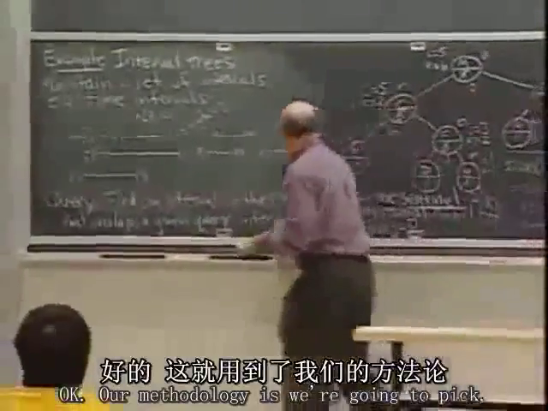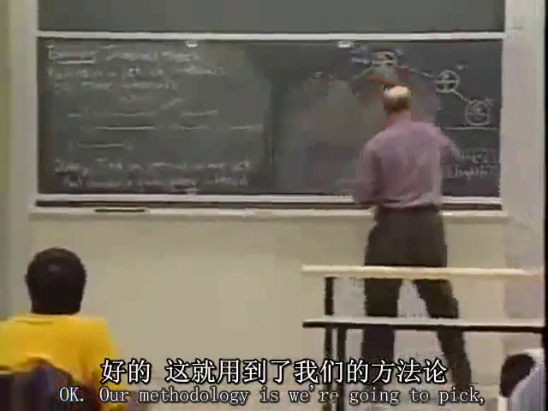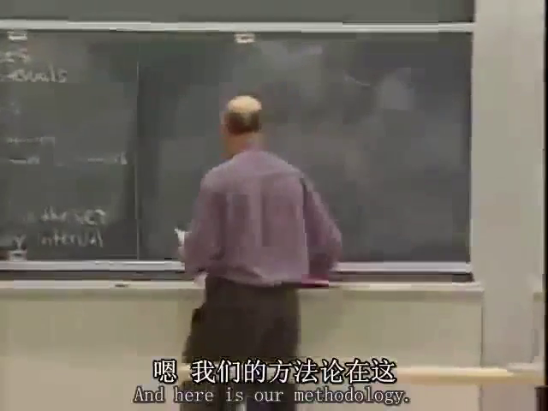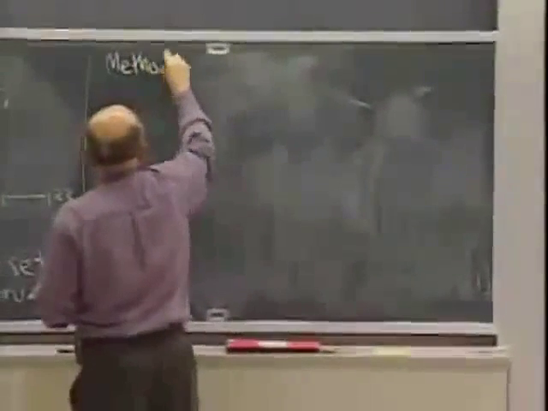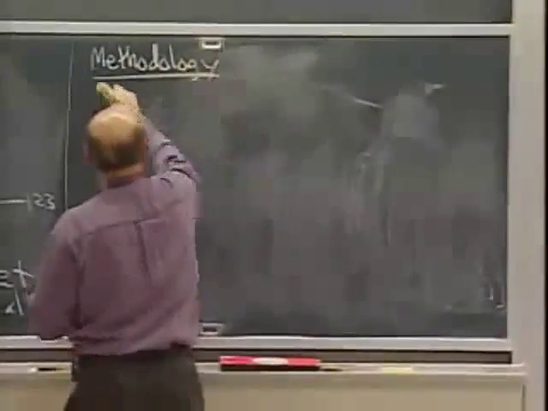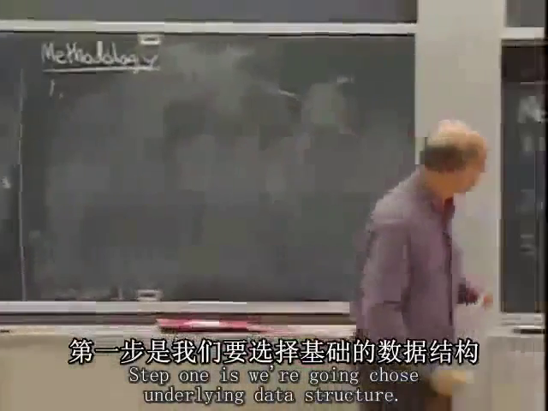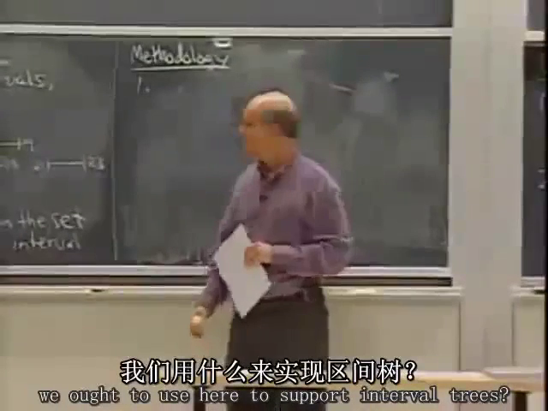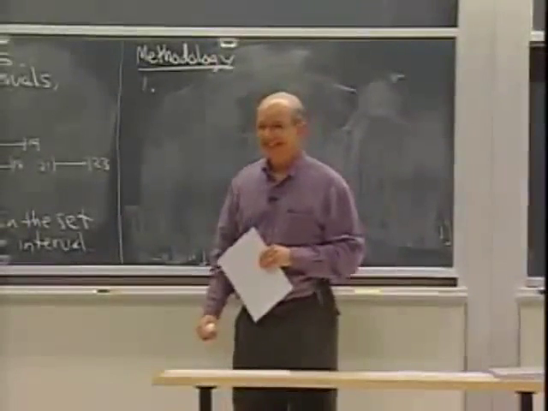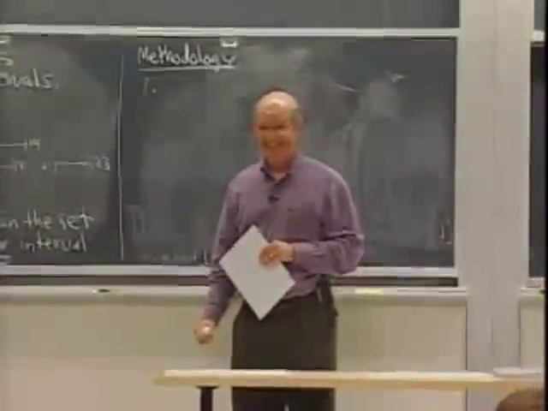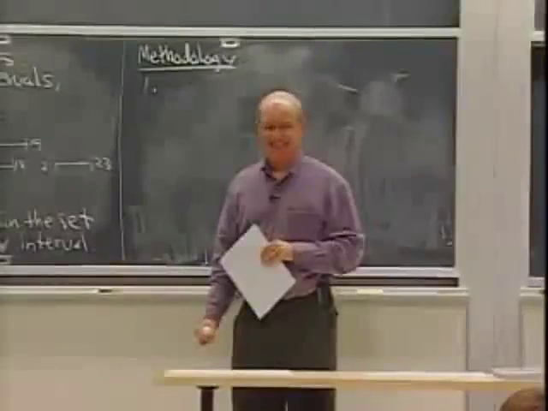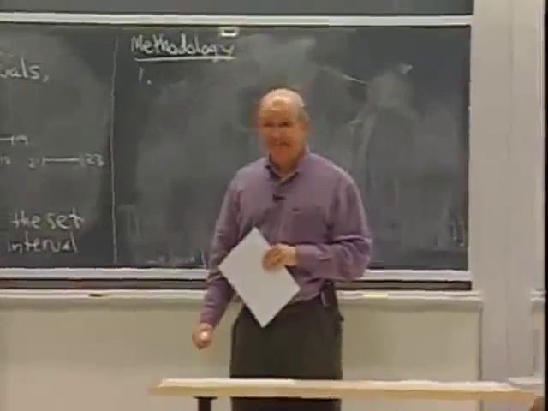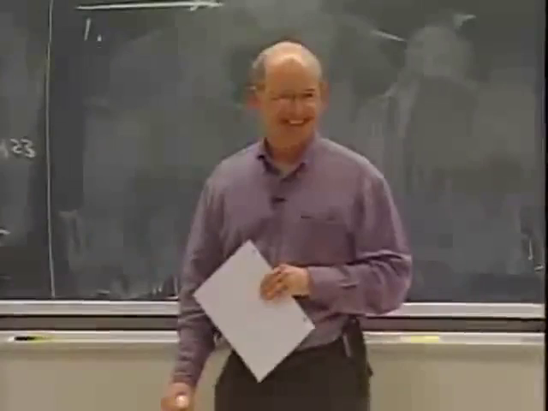Okay. So our methodology is we're going to pick, first of all, step 1. Here's our methodology. Okay, so step 1 is we're going to choose an underlying data structure. So anybody have a suggestion as to what data structure we ought to use here to support interval trees? What data structure should we try to start with here to support interval trees? Interval trees. Anybody have any idea?